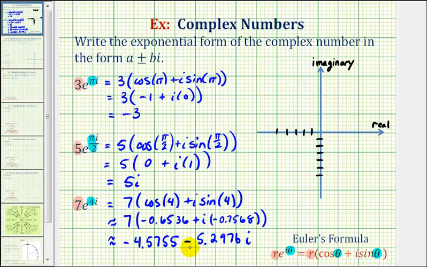The imaginary part is approximately -5.2, so maybe somewhere in here. The radius, or this distance here, would be 7. And the angle theta from the positive x-axis, from here to here, would be 4 radians. Okay, hope you found these 3 examples helpful.